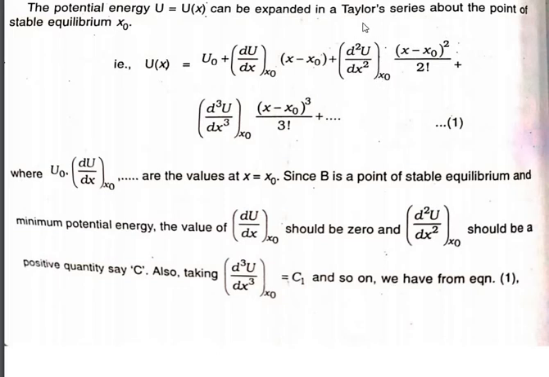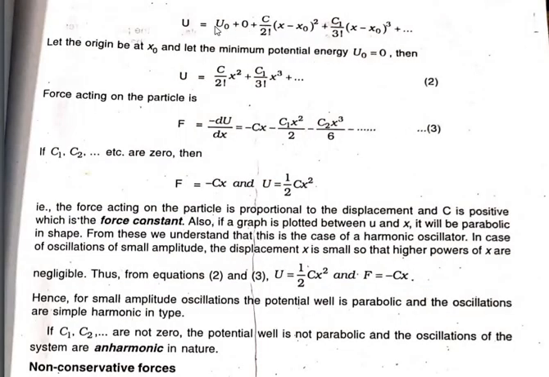So we can write this equation as u of x is equal to c into (x minus x0) the whole square by 2 factorial, plus c1 into (x minus x0) the whole cube divided by 3 factorial, etc. Okay, so here u is equal to u0 plus 0 plus c by 2 factorial into (x minus x0) the whole square plus c1 by 3 factorial into (x minus x0) the whole cube plus etc. Okay, let the origin be at x0. Let the minimum potential energy u0 be equal to 0.